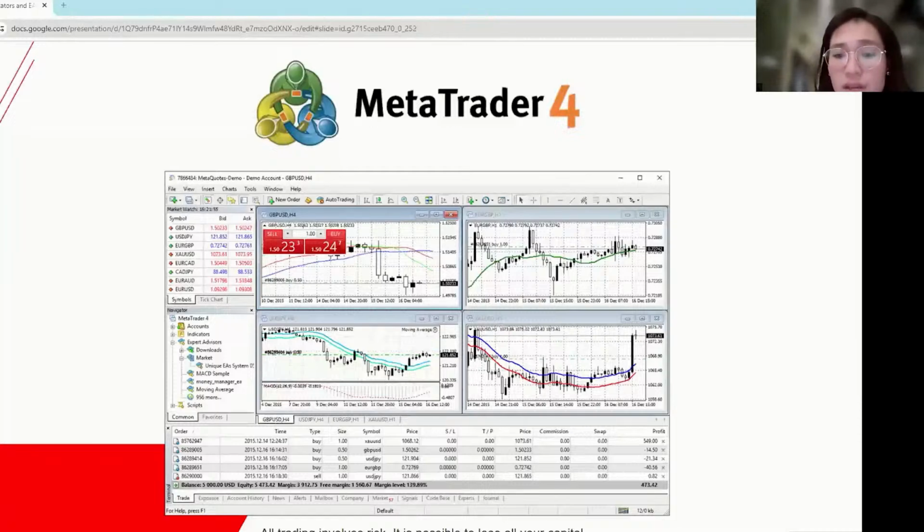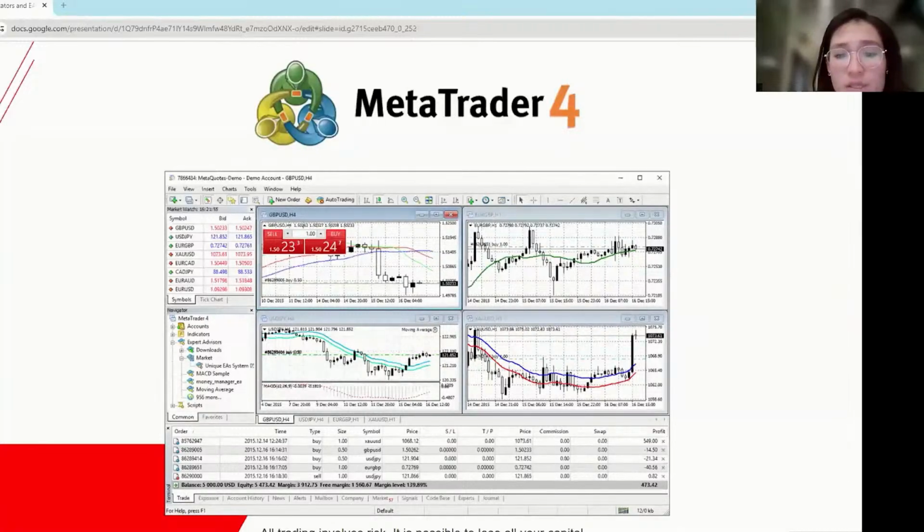Charting tools. So the platform offers advanced charting capabilities with various timeframes and a wide range of technical indicators. So you can see all of the tools that you need are right at the top here, or you can click on tools as well. So you can customize your charts and indicators to fit your own trading strategy.